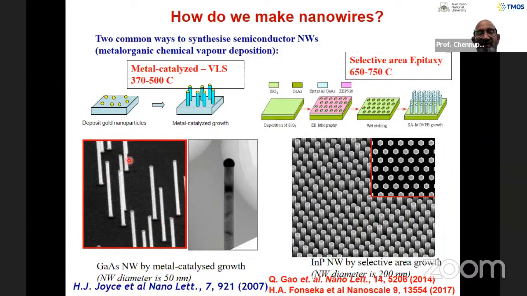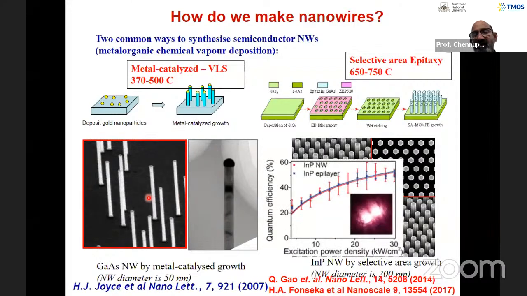In the case of these gold nanoparticles, they are randomly distributed. That's why you end up getting this random distribution of nanowires. We can also create ordered patterns of the gold nanoparticles and then create ordered patterns of nanowires here as well. And we use both techniques depending on what application we have. And these particular indium phosphide nanowires are 200 nanometers in diameter.